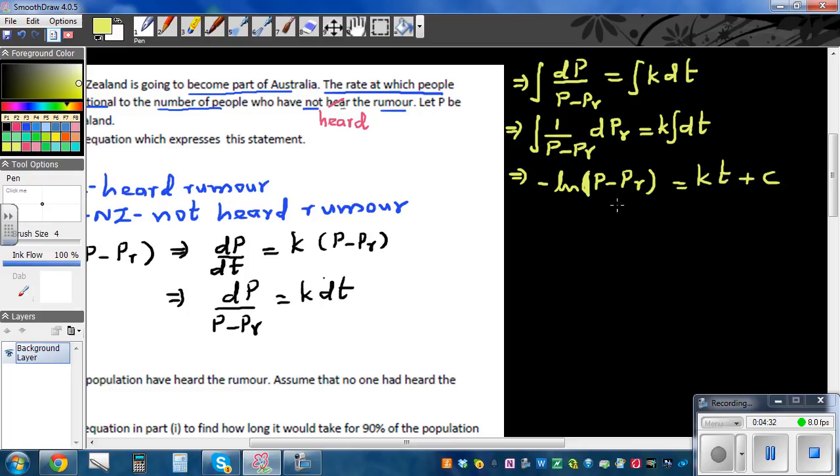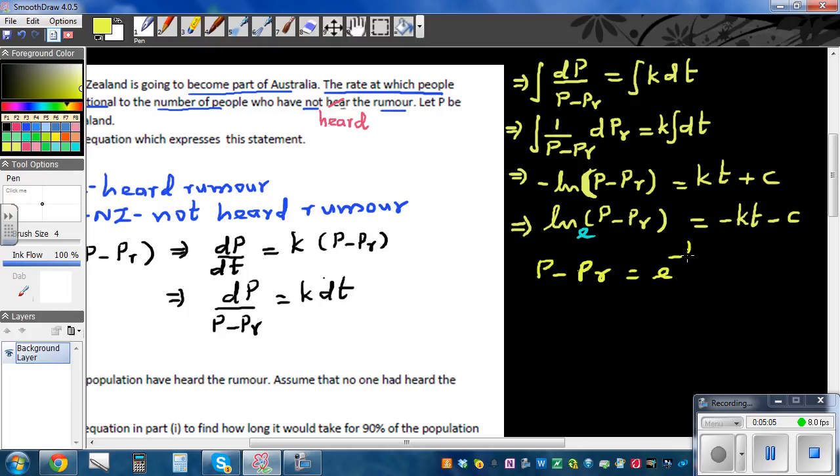So hopefully you know when you're integrating both sides, you put only one constant because this constant is an arbitrary constant. So now multiplying both sides by negative 1, I can say natural log of P minus PR is equal to minus KT minus C. Now the base of natural log is E. So I can say P minus PR is equal to e to the power minus kt minus c.